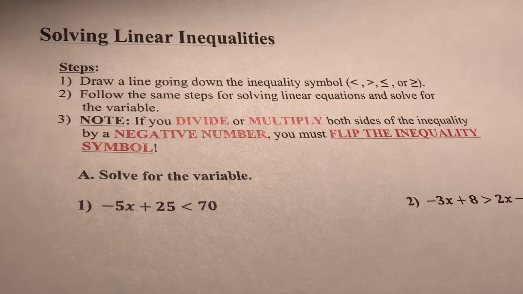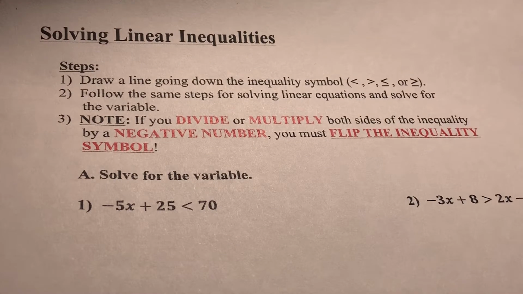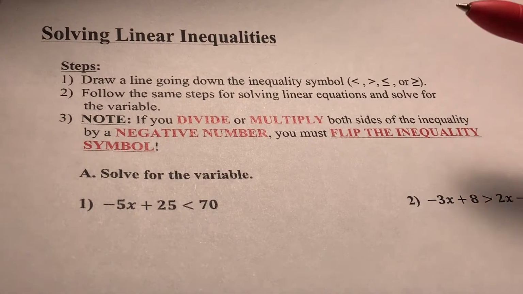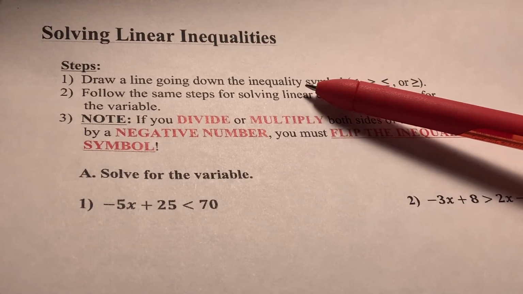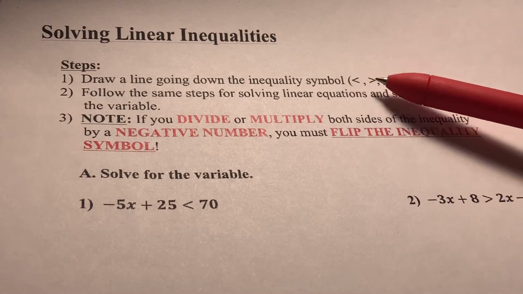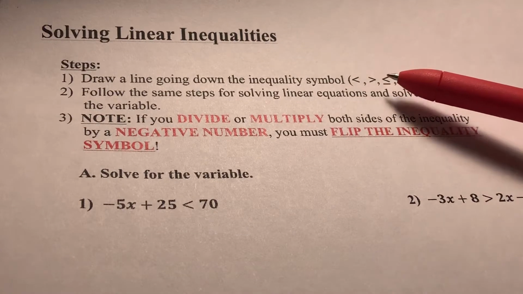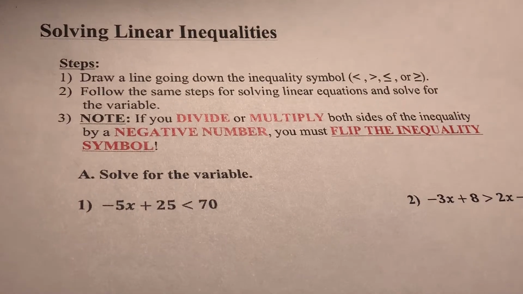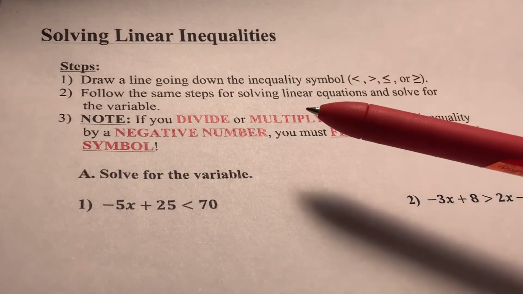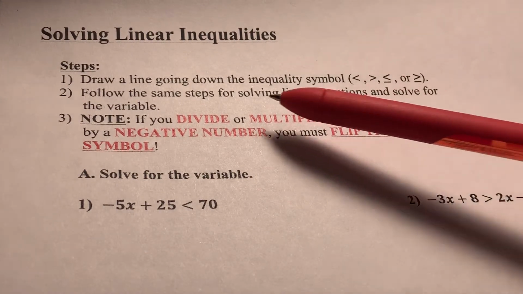Step one, draw a line going down the inequality symbol. So ladies and gentlemen, we always do that. When we're solving linear equations, we draw that line. And when we solve linear inequalities, we also draw that line. Okay, nothing changes. Step two, follow the same steps for solving linear equations and solve for the variable.